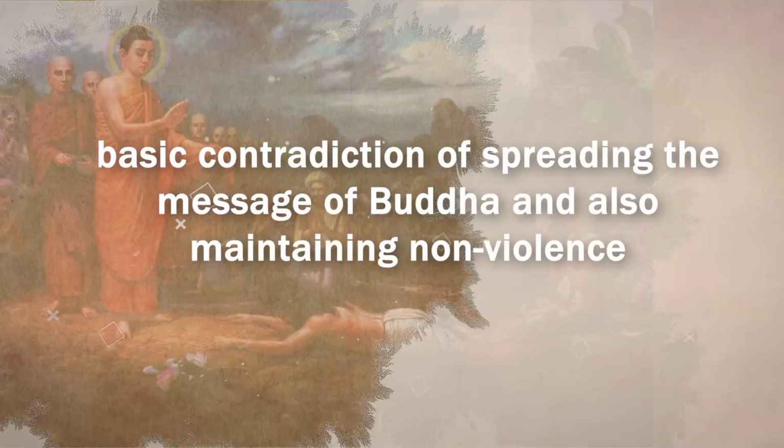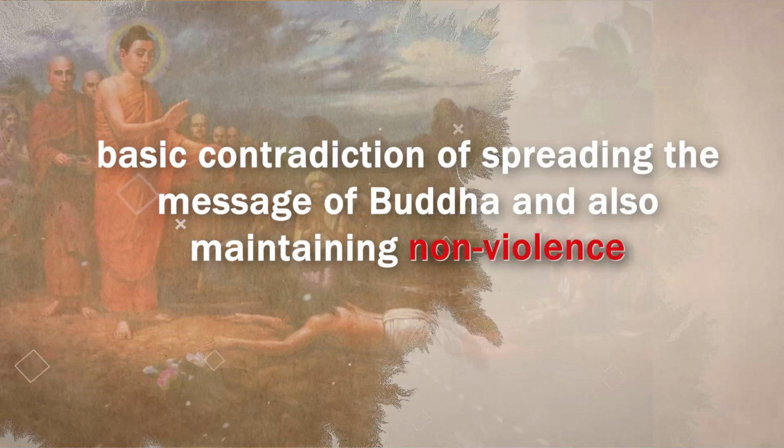Therefore, we find that Ashoka was basically imperialistic, and his aim was to spread Buddhist dharma, which he called Dhamma. But Buddhism ultimately failed because of this basic contradiction of spreading the message of Buddha and also maintaining non-violence. So, because of this contradiction and the idea of non-violence, Buddhist state and the Buddhist structure did not survive, as non-violence made the Rajan or the king passive and therefore easily conquered.